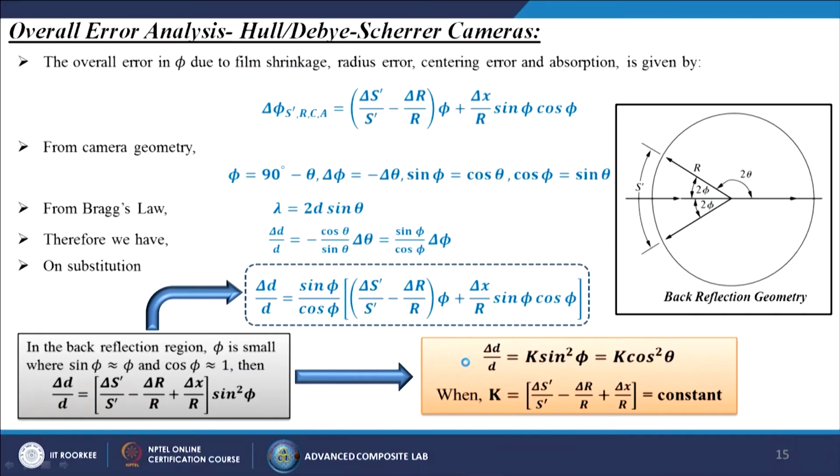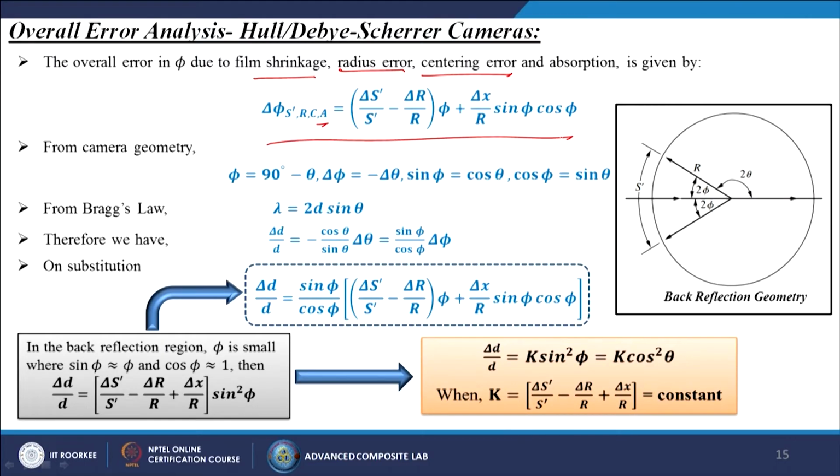The overall error in phi due to film shrinkage, radius error, centering error and absorption is given by the following. Here you can see that del phi of s prime is the error due to the shrinkage, r is the radius error, c is the centering error and absorption is a. So, del phi s prime r c a is equal to del s prime by s prime minus del r by r into phi plus the summation of all the errors del x by r sin phi cos phi.